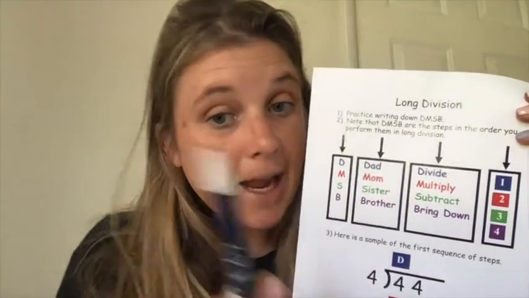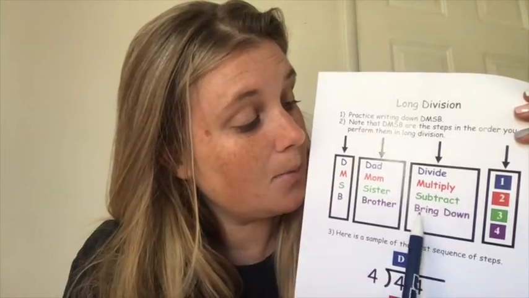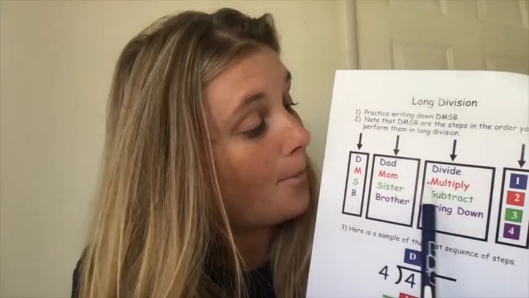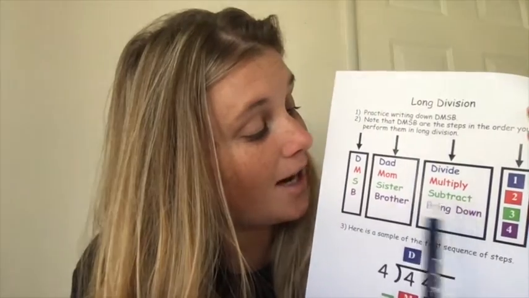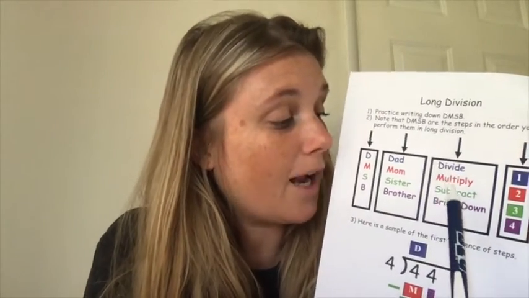Okay, the first thing that we're going to talk about are the steps for long division. The steps are divide, multiply, subtract, bring down. And a way to remember that is dad, divide, mom, multiply, sister, subtract, brother, bring down. Okay, so I want you to say this. Say it with me. Divide, multiply, subtract, bring down.